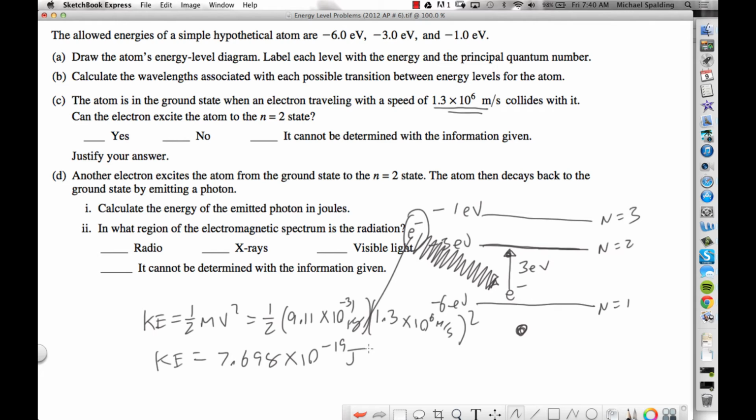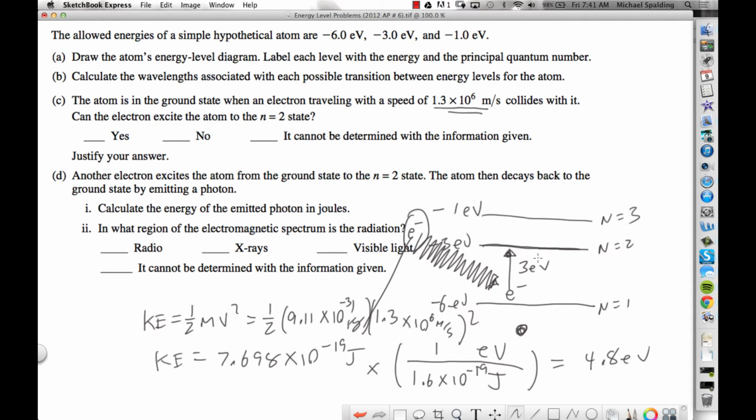But then what do we have to do to that? We need to convert it to electron volts, right? So look, joules and electron volts. What's the conversion? 1 electron volt is 1.6 times 10 to the negative 19 joules. So this whole thing comes out as 4.8 electron volts. Is that correct? Yeah, this comes out as 4.8.